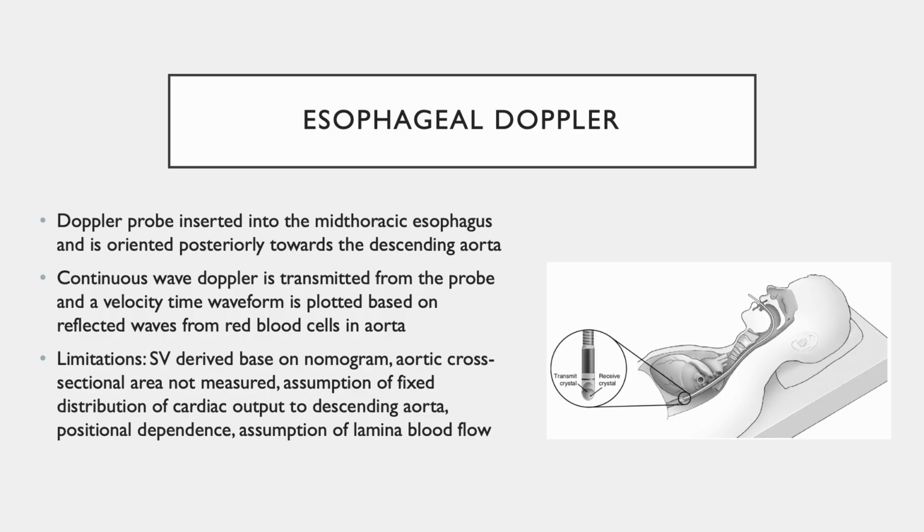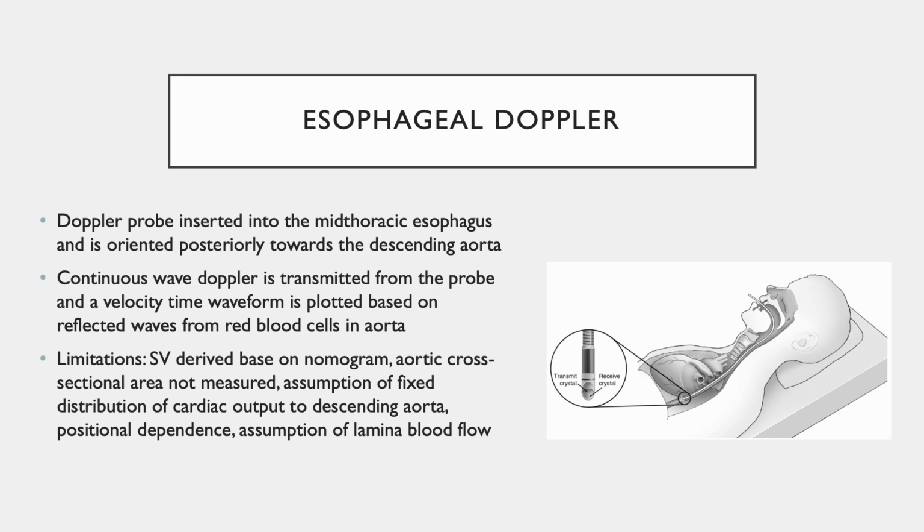The last device we'll discuss is an esophageal Doppler, which we don't use very much locally. It involves placement of a Doppler probe into the mid-thoracic esophagus and is oriented posteriorly towards the descending aorta. Continuous wave Doppler is transmitted from the probe and the velocity time waveform is plotted based on reflected waves from red blood cells in the aorta, from which different parameters can be derived.